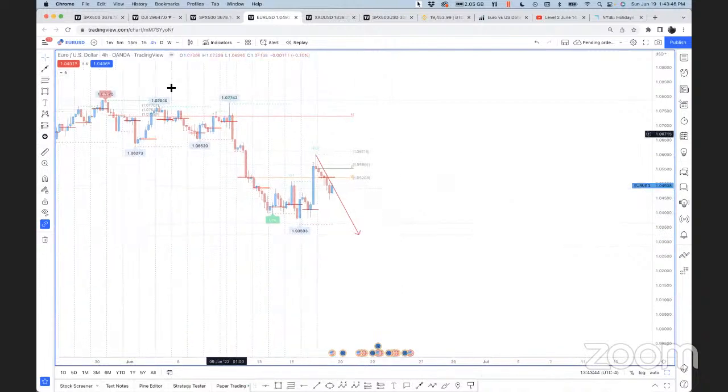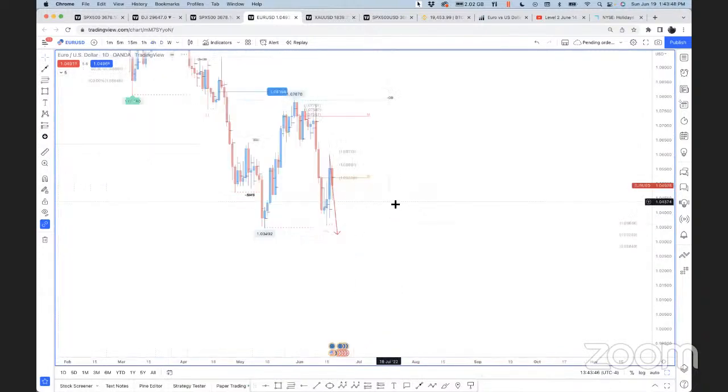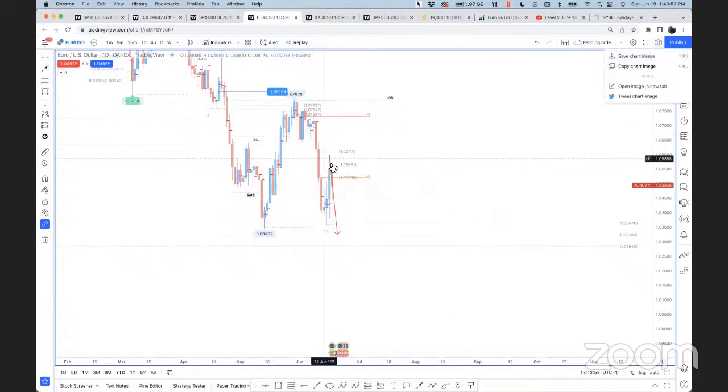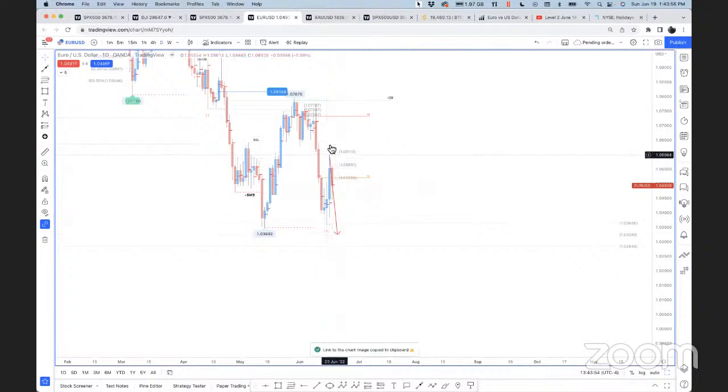So I'm going to send you guys the daily on that. If it comes to a point where we just push up into this and we don't react to this, then we can hang on to that idea that it comes back up, that it goes down for now. 4 hour.